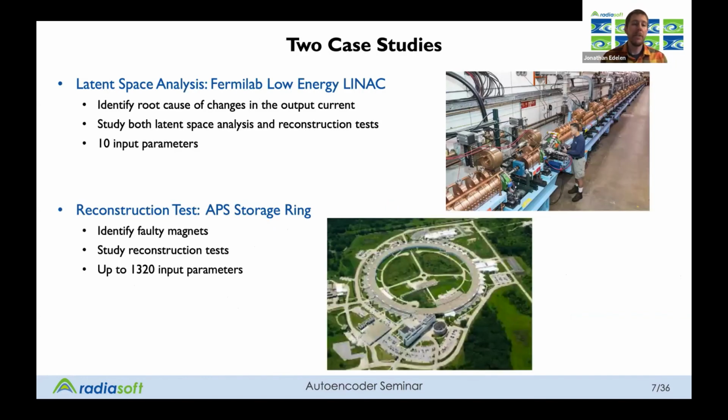So for the talk today, I'm going to focus on two case studies. One is a latent space analysis using the Fermilab low energy LINAC. Here the idea is to do root cause analysis using the latent space to understand relationships between changes in the beam current in the LINAC and changes in the RF parameters in the low energy LINAC. The second study uses a reconstruction test to try to identify faulty magnets in the APS storage ring. I'll talk about these in detail, starting with the Fermilab low energy LINAC.